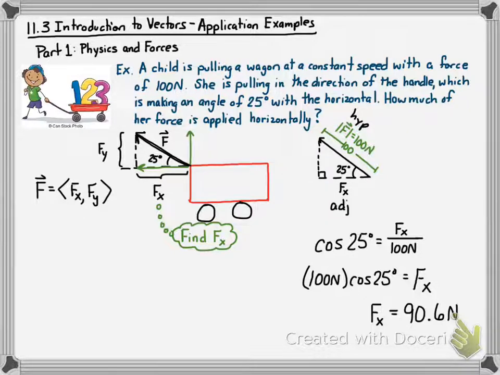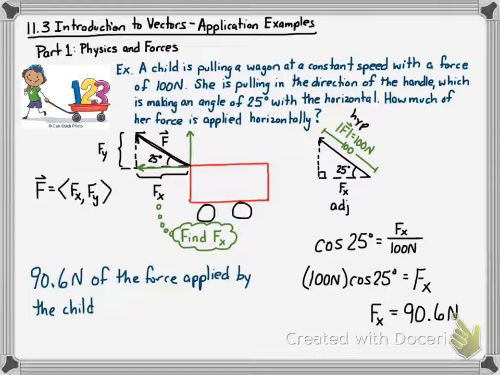So our conclusion is that 90.6 newtons of the force applied by the child is moving the wagon forward.